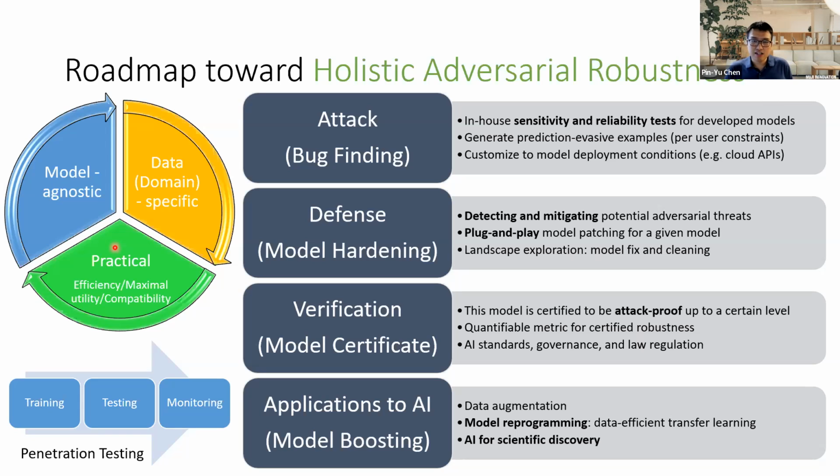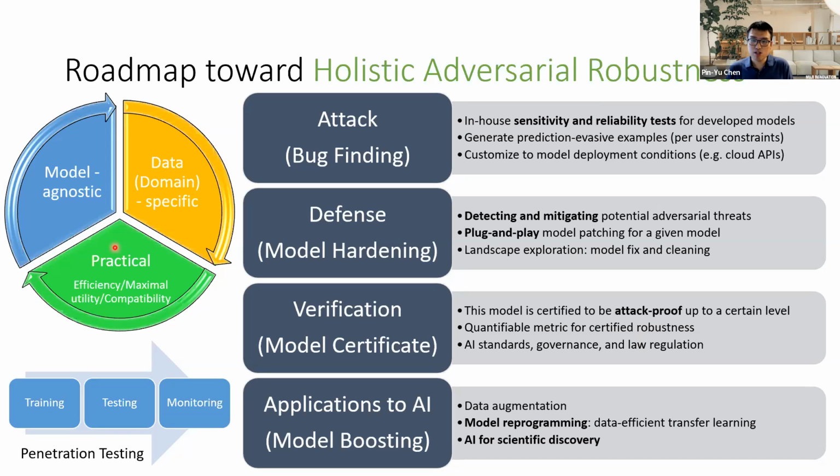And the third area is called verification, which relates to model certificates. In some particular domains, we would like to provide some attack-proof guarantees of the model we are using, especially in applications requiring high reliability, like autonomous control systems, for example. In those domains, whenever you are using a machine learning technology, you would be required to certify the capability of the service that you are going to use. So this really relates to AI governance and AI standards and law regulation.